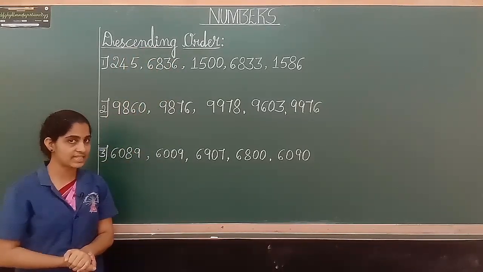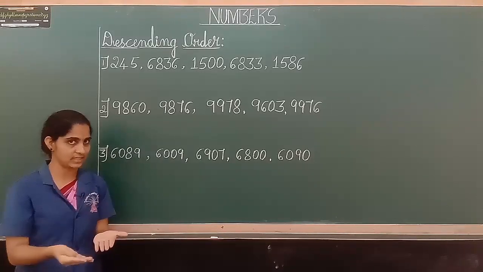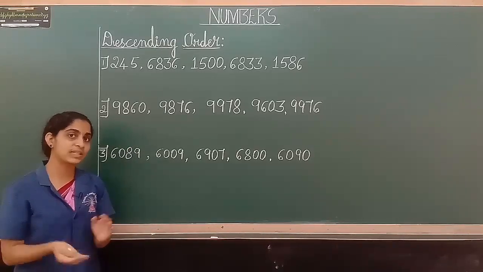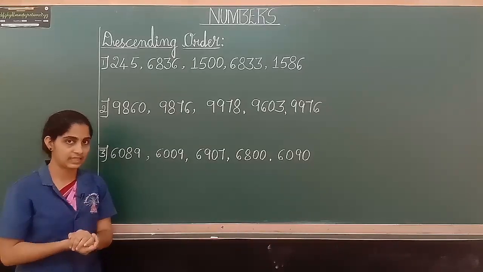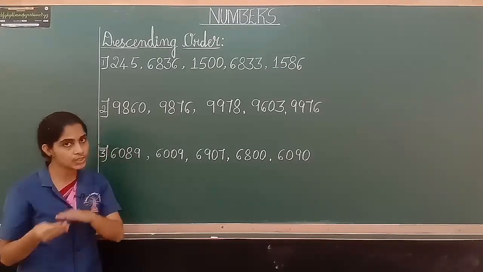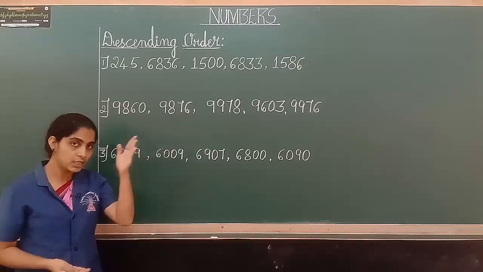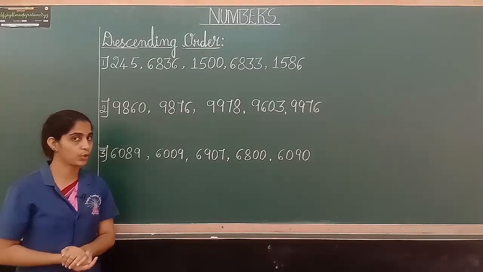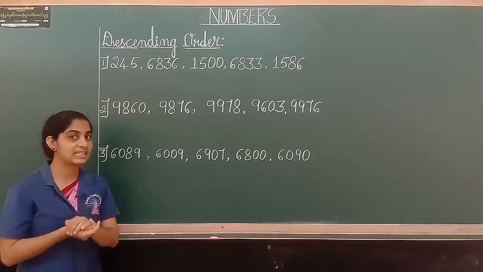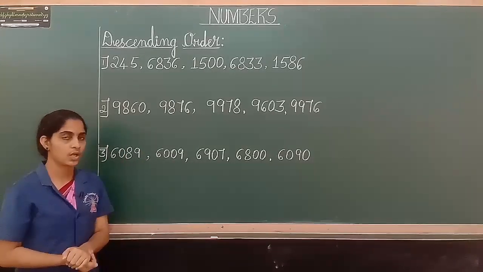You know the meaning of ascending order, right? Ascending order means arranging the numbers from smaller to greater. Here, we have to do the reverse of that one. That means we have to arrange the numbers from greater to smaller. So what do you mean by descending order? Descending order means arranging the numbers from greater to smaller.